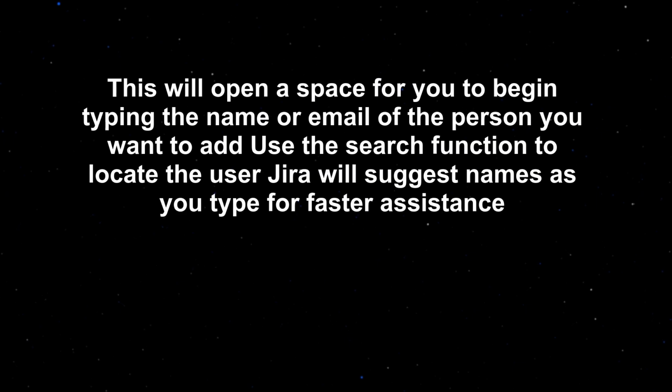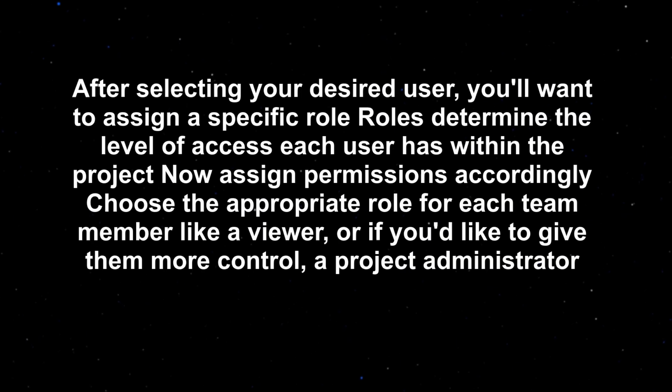This will open a space for you to begin typing the name or email of the person you want to add. Use the search function to locate the user. Jira will suggest names as you type for faster assistance. After selecting your desired user, you'll want to assign a specific role. Roles determine the level of access each user has within the project.